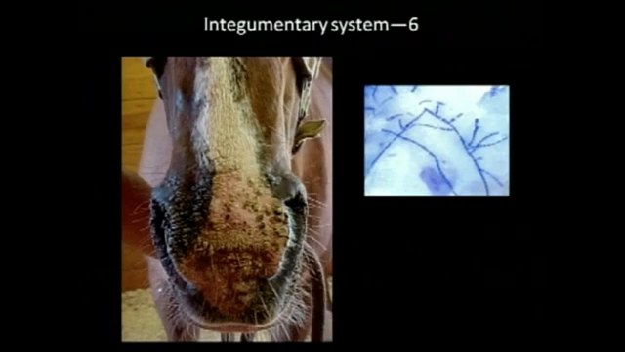Integumentary system, slide 6. Sometimes I think it's very difficult to make a morphologic diagnosis in just a few words for dermatitis. And so in this case, it might be easier to ask you the cause rather than to ask you for a morphologic diagnosis. What you're seeing is crusting, hyperkeratosis, erythema. The lesion seems to be localized in the muzzle of the horse.